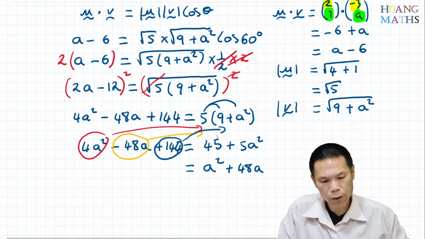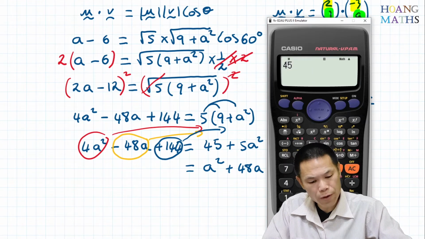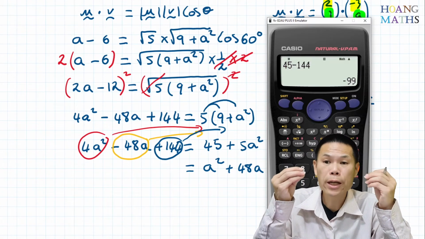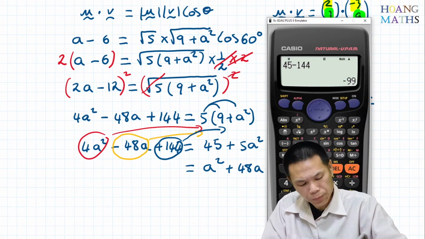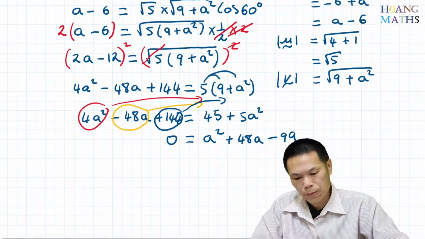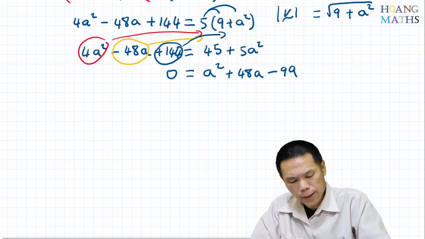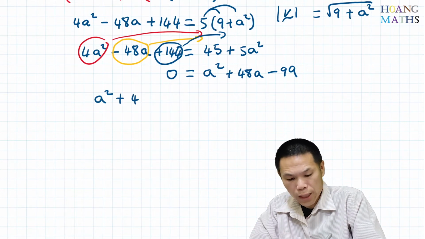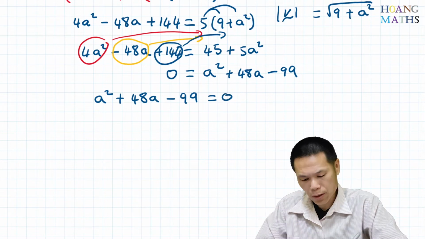So I just use the calculator to work it out. So I just go 45 minus 144. So equal to negative 99. So negative 99, so that is equal to 0. So this is exactly the same as a squared plus 48a minus 99 is equal to 0.